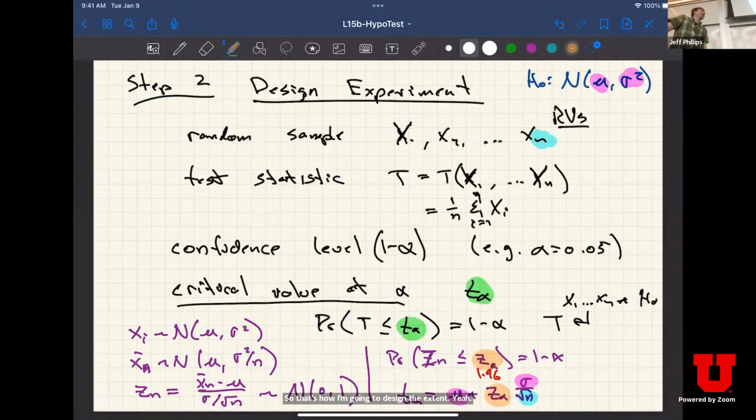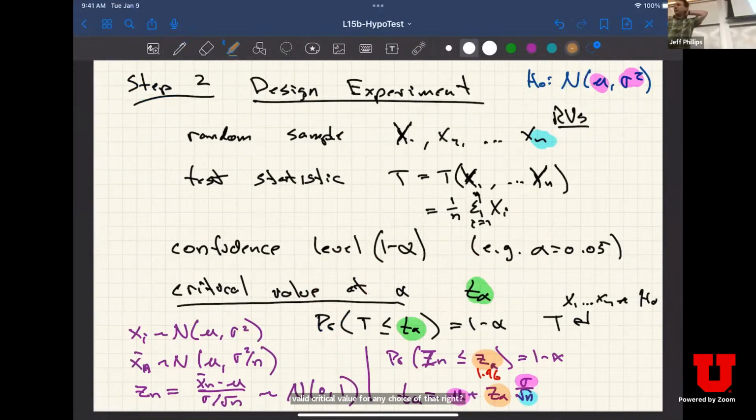Okay, so this is an interesting question. How should you choose n here? I haven't said how to choose n, and I get a valid critical value for any choice of n. So how do I choose n?